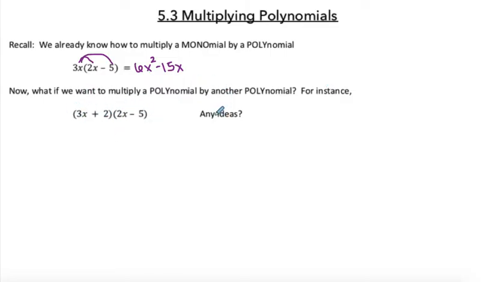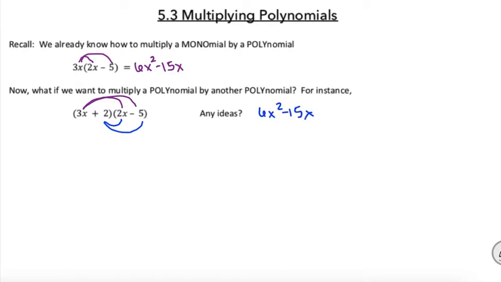Any ideas? We want each piece, the 3x, to be distributed just like we had before. The 3x went with both the 2x and the minus 5. The new part here is that the 2 is also going to be multiplied through. So we still get that 6x squared minus 15x. In addition, now we're going to get plus 4x, and another piece here, 2 times negative 5 is negative 10.